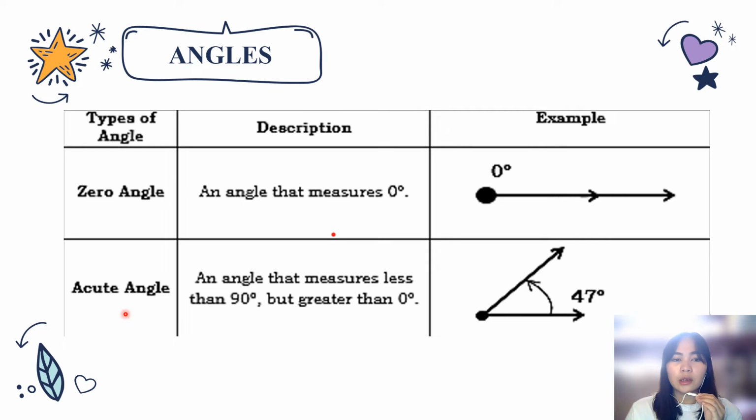Again, kung tag acute angle, less than siya 90 degrees but greater than 0 degrees. In other words, mas dako sa 0 pero gamay sa 90 degrees. So our example here, we have 47 degrees. Is it less than 90 degrees? Yes. Mas gamay siya sa 90 degrees. Therefore, it is an example of acute angle. Again, an acute angle is an angle that measures less than 90 degrees but greater than 0 degrees.